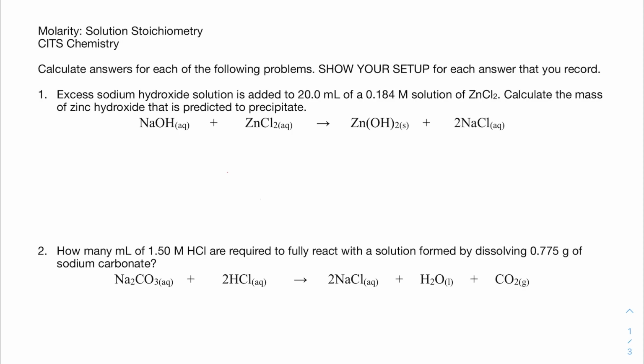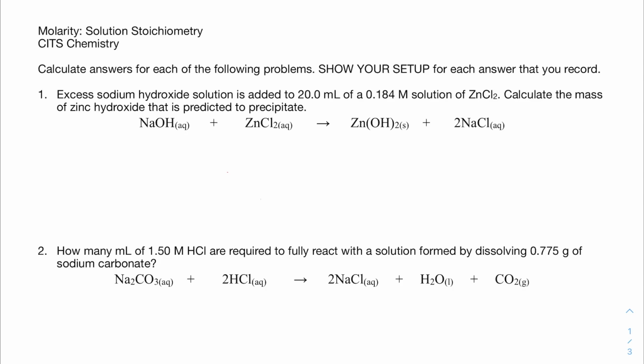The whole idea is if you can take the information you're given and get to moles, then you can do the stoichiometry that you have gotten really good at. So in this first problem, we're looking at excess sodium hydroxide solution added to 20 milliliters of a 0.184 molar solution of ZnCl2. And we're going to calculate the mass of zinc hydroxide that is predicted to precipitate. So we're given a volume and a concentration for one of the reactants, and then we're looking for the mass of product that is going to precipitate.